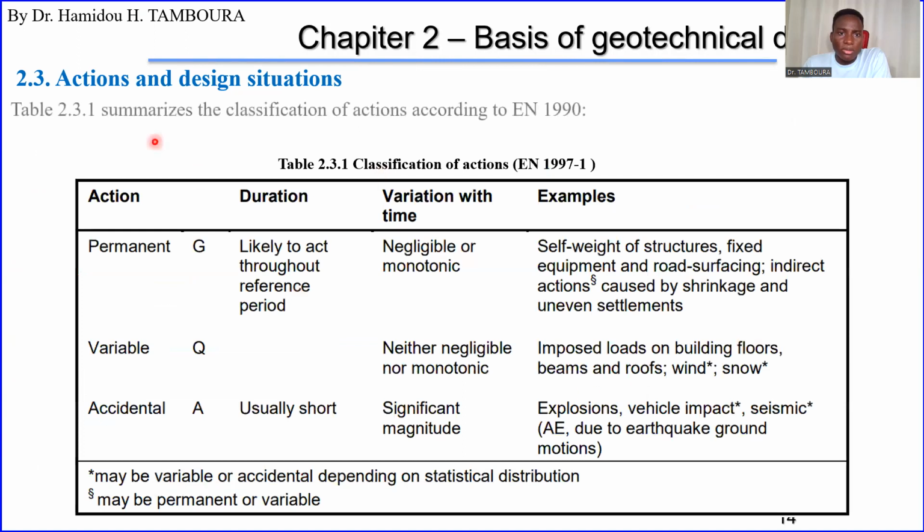Okay, this table summarizes the classification of actions according to Eurocode 1990. The types of action are here: permanent, variable, and accidental. Permanent, the duration is likely to act through the reference period. This action is always there. The variation doesn't change too much, it can be neglected. For example, we have self-weight of the structure. That one doesn't change too much, and it acts during the whole life of the structure. Fixed equipment and road surfacing, and indirect actions caused by shrinkage and uneven settlement. These are just a few examples.